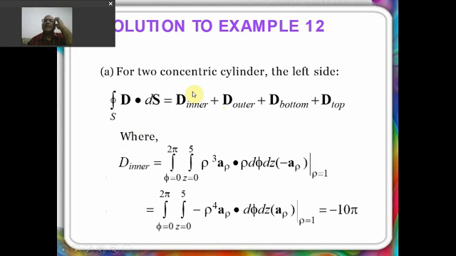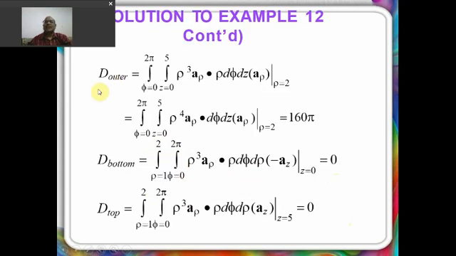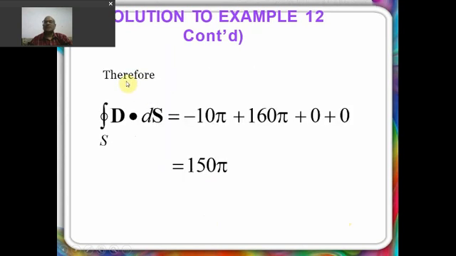For the concentric cylinder, on the left side, D dot dS has contributions from D inner, D outer, D bottom and D top. D inner has limits phi equal to 0 to 2 pi, z equal to 0 to 5, and we find minus 10 pi. D outer is 160 pi, D bottom is 0 and D top is 0. The limits are accordingly given in the question. If we put all these values together, the integral of D dot dS over the closed surface is 150 pi.